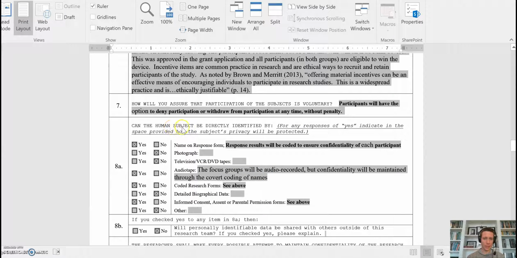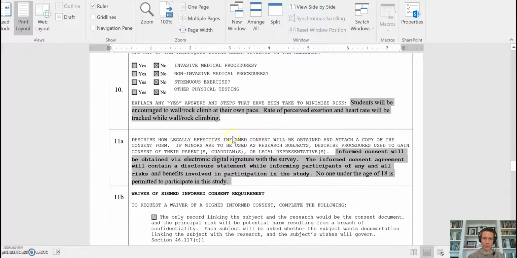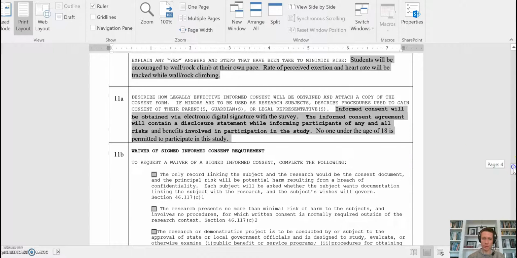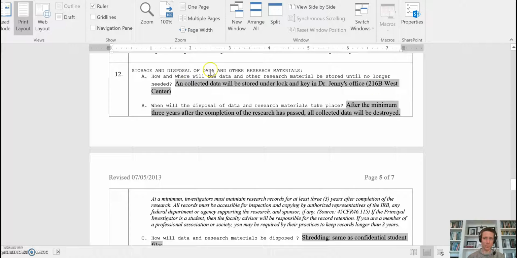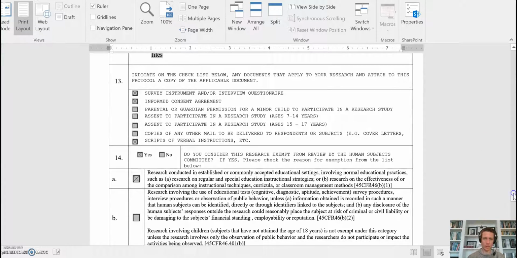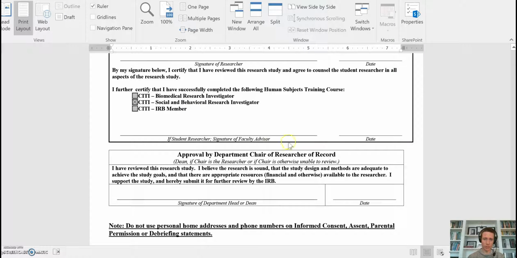And then relating to, can the human subject be directly identified? How is that going to be covered? Will personally identifiable data be shared outside of the research team? Answer is no. The researcher will make sure to maintain confidentiality. Describe how legally effective informed consent will be obtained. So that is described. And then the waiver of informed consent, if that were to be. How will you store and dispose of the data? Indicate any documents that apply to your research. And training done by the researchers, and then signatures.